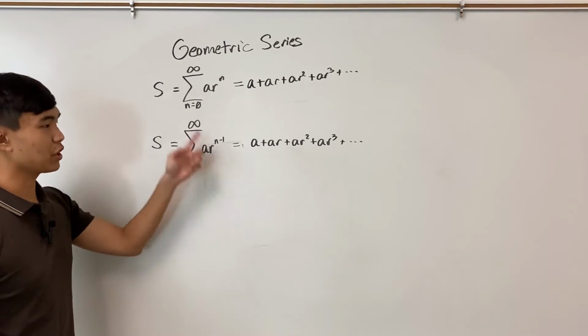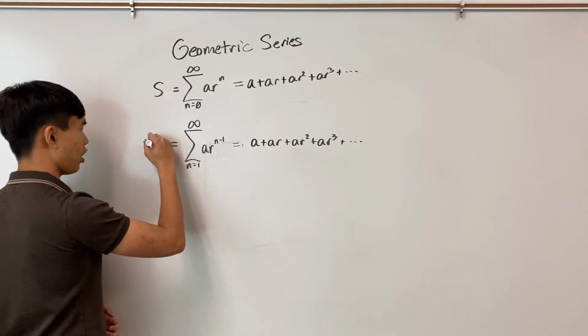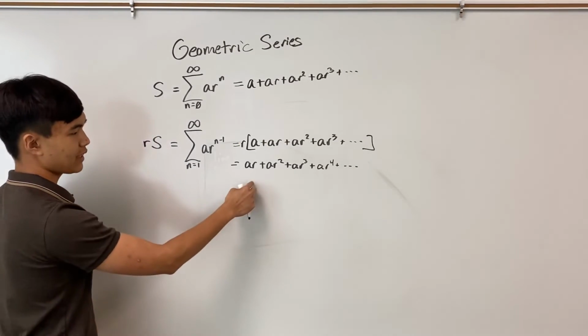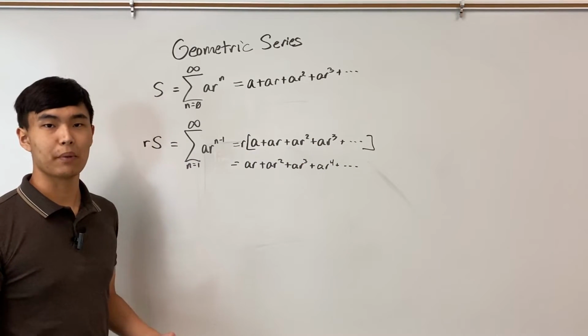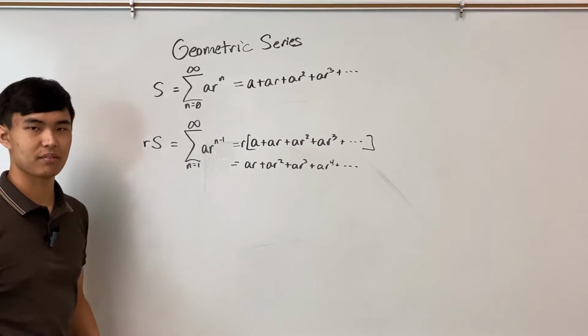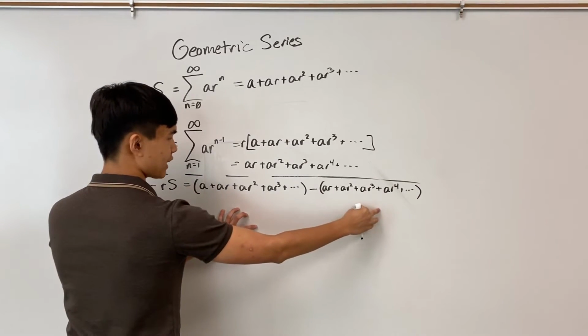Now I have these two expressions of the same sum. And to the second one, I'm going to multiply by r, and you'll see why in a second. So by multiplying by r, I've raised the power of r by 1 in every term. And so now I'm going to take S and subtract rS from it. And so this difference expands to this, where these are both infinite sums.